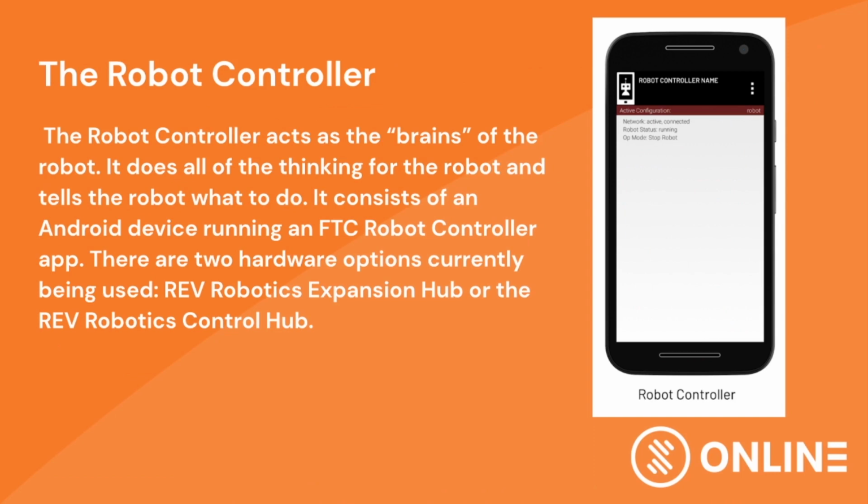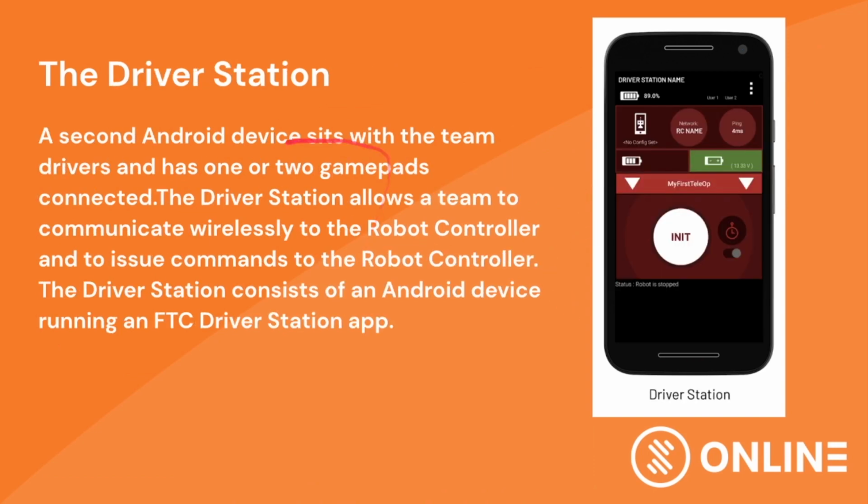You have this as the brains, and then you have hardware options. There's the Rev Robotics Expansion Hub, or the Rev Robotics Control Hub. There are other alternatives, but these are the 2 most well known. With the Expansion Hub, you have to connect the phone to it, and then the phone tells the motors to move or not move, or the servos to start or stop, or any of that type of stuff. And then this is the driver station.